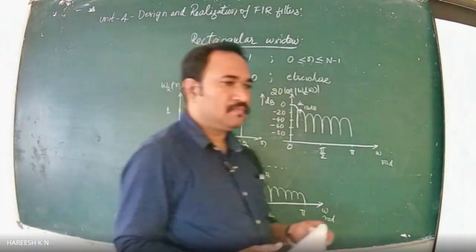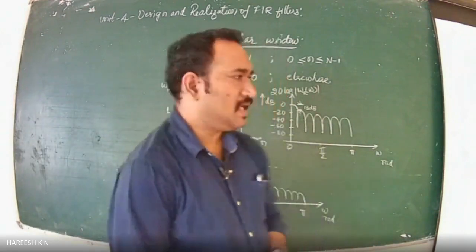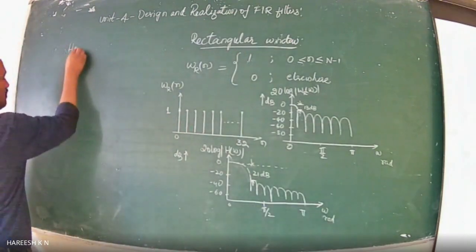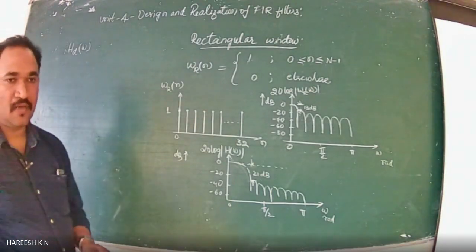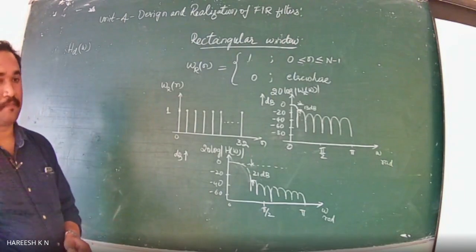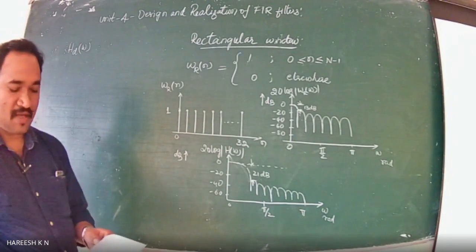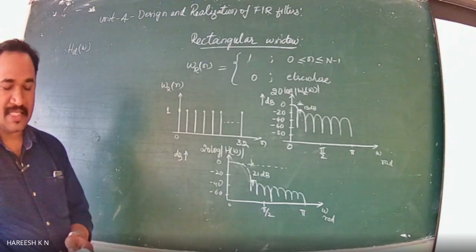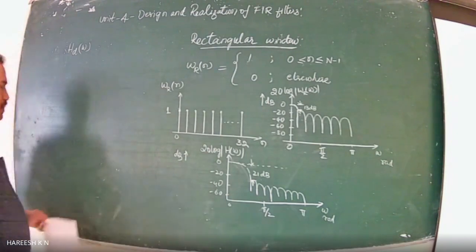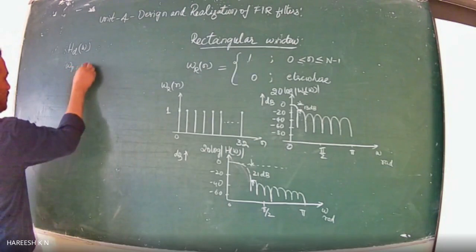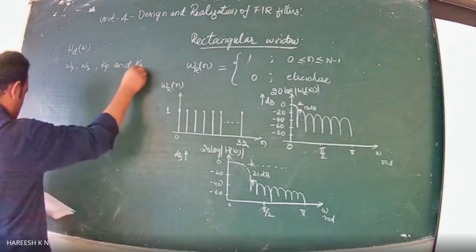Follow the steps below. If HD of omega is not given, and if the specifications are given, that is, the design of an FIR low pass filter with the specifications omega p, omega s, kp and ks given.